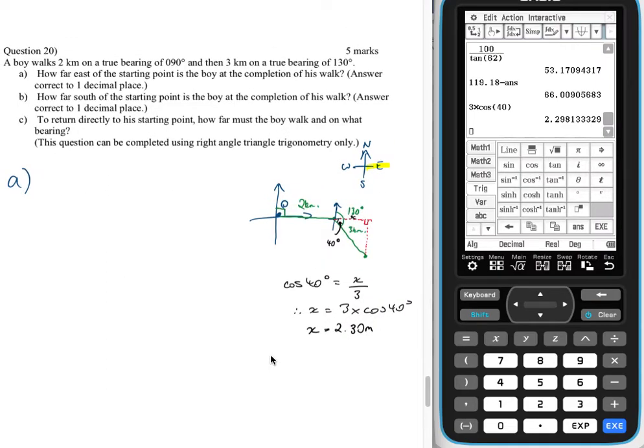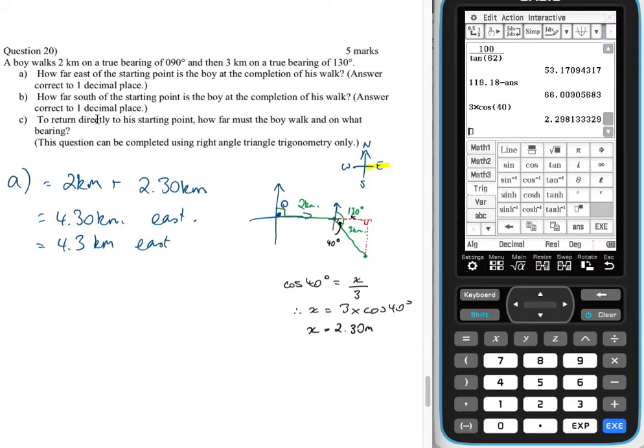To answer part A, he went 2 kilometers plus another 2.30 kilometers, getting him a distance of 4.30 kilometers. Okay, and then I'll say east. Now it says 1 decimal place, so I better go 4.3 kilometers east. Okay, part B.